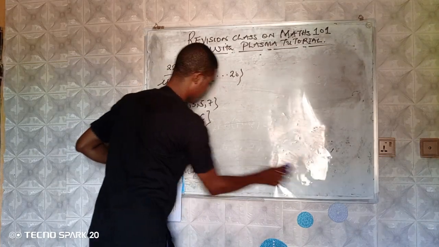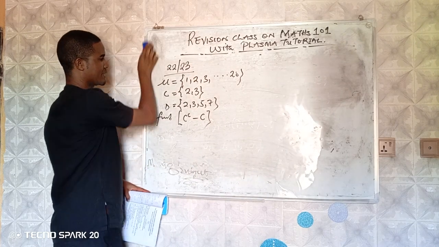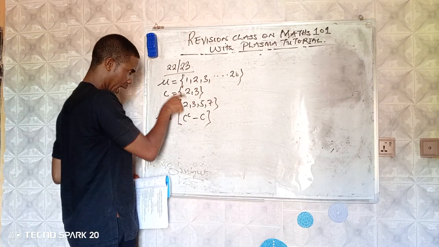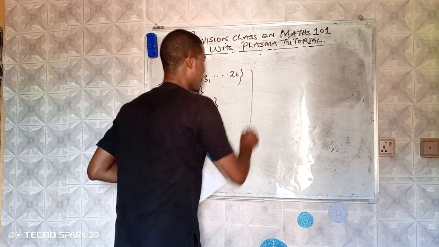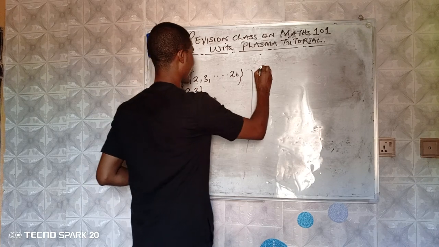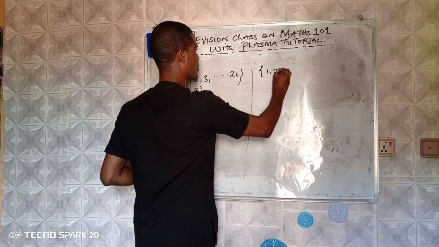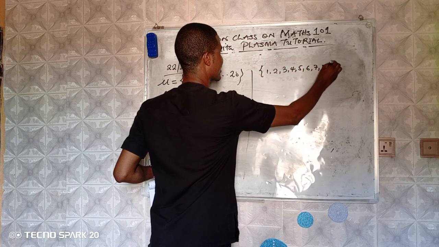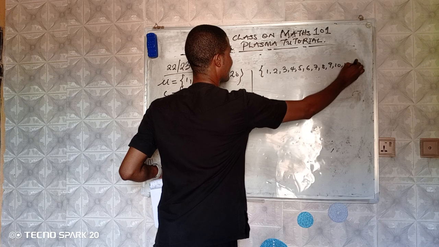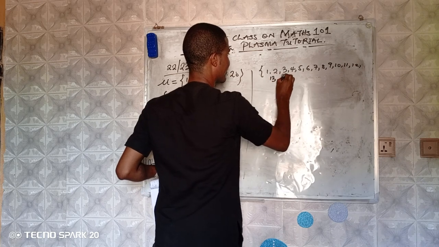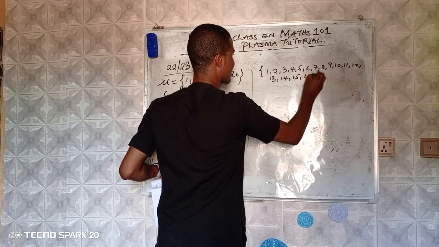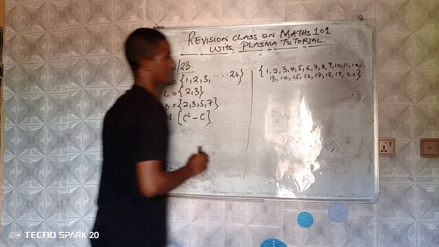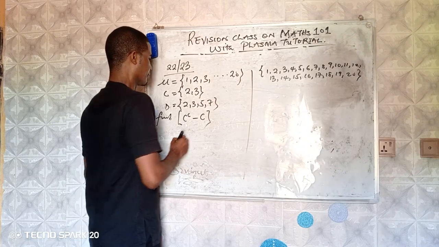C complement minus C. So what is there is that I have C. I need C complement. I already have C. So in this case now, I'm going to write out my universal set completely. I have 1, 2, 3, 4, 5, 6, 7, 8, 9, 10, 11, 12, 13, 14, 15, 16, 17, 18, 19, 20. Okay, so that's my U.